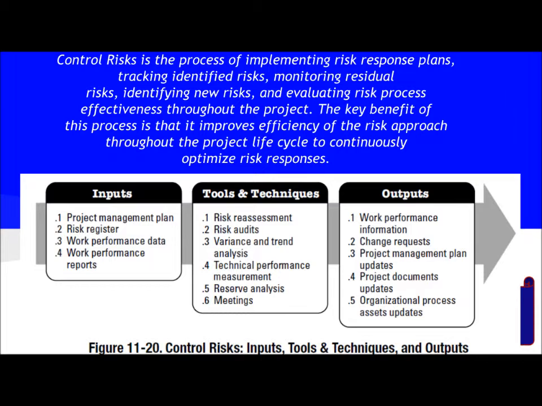So let's learn about the ITTOs, that is inputs, tools and techniques, and outputs. The first inputs are the project management plan, then risk register, work performance data, and work performance reports. The tools and techniques are risk assessment, risk audits, variance and trend analysis, technical performance measurement, reserve analysis, and meetings. The outputs are work performance information, change requests, PM plan updates, project document updates, and OPA updates.